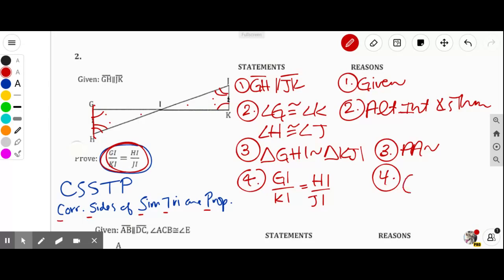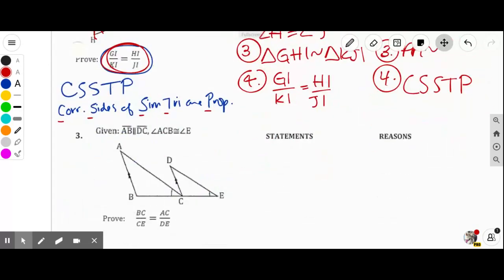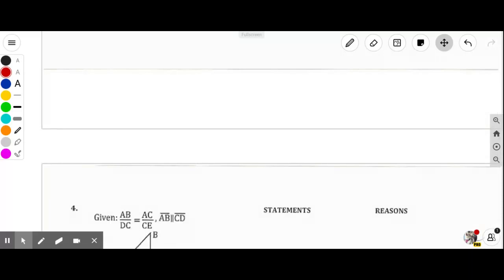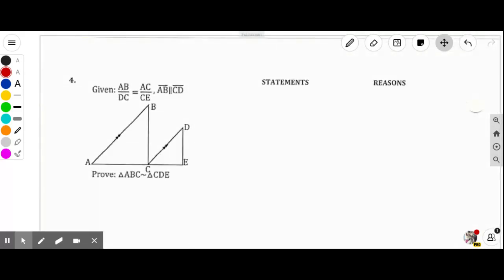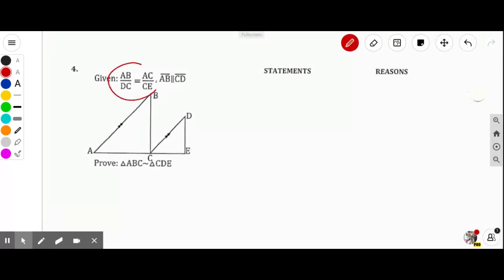But it's corresponding sides of similar triangles are proportional, CSSTP. Okay, so that's number 2. So that's all I'm going to do for the easier ones. I'm now going to flip to one of the more difficult ones. So these are all pretty easy. They're all pretty similar. So just remember, anytime you're proving the triangles are similar, usually it's angle, but not always. Like see in this one, you're given that two pairs of sides are proportional. So you're kind of on your way to side angle side.